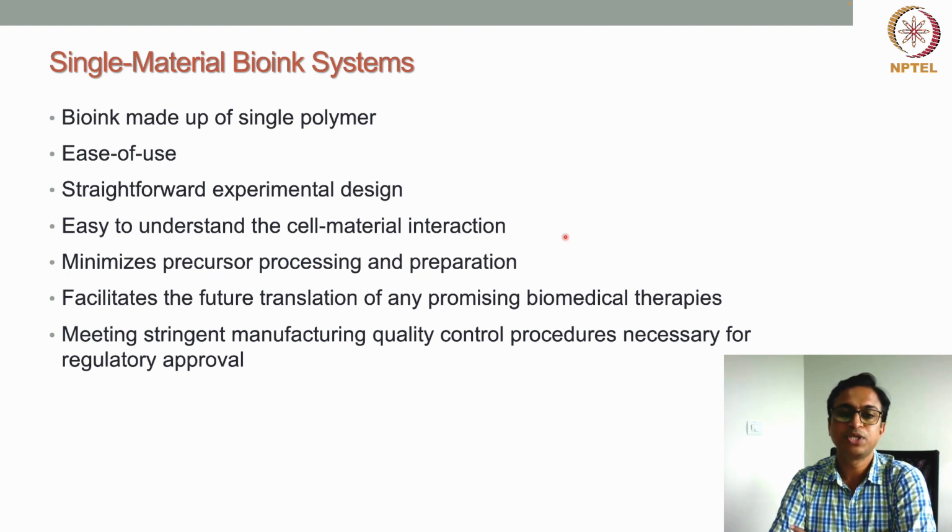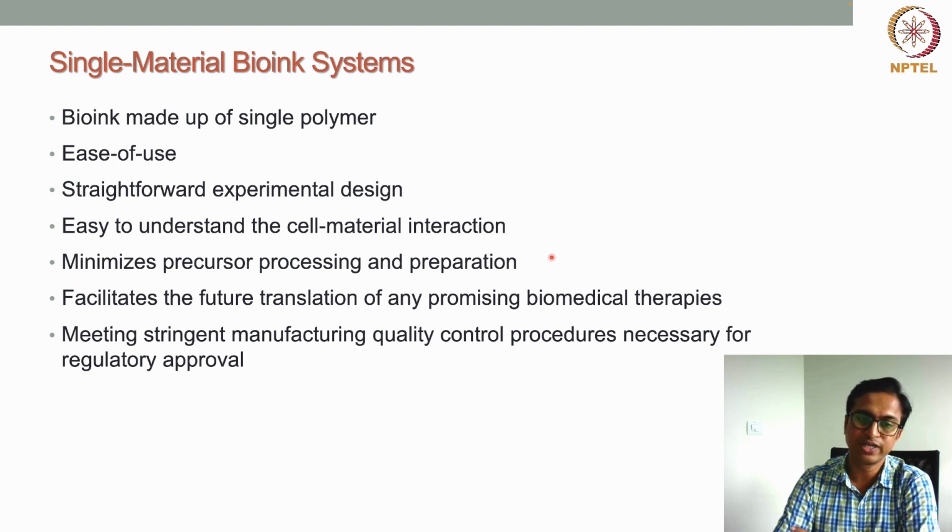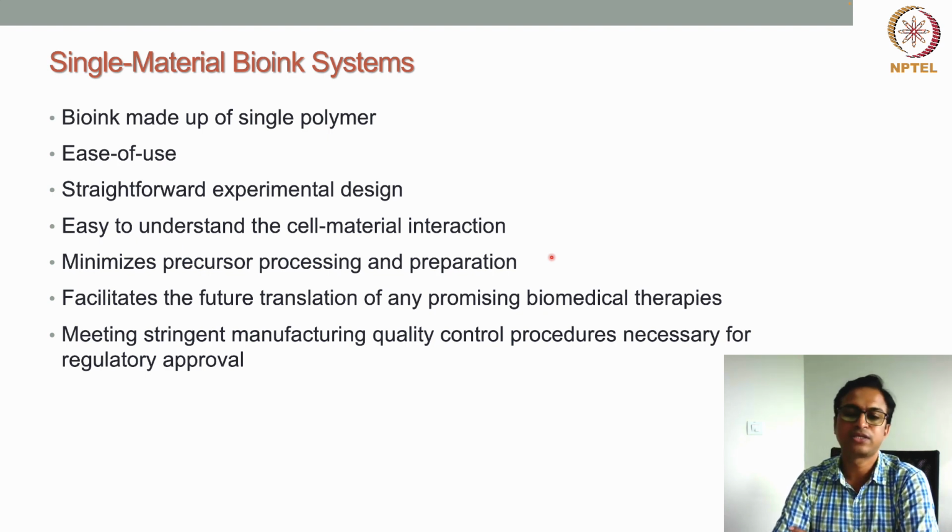The other thing is that because it is composed of a single material, it is very easy to prepare and process. That means it minimizes precursor processing and preparation. The preparation procedure of a single material bioink system is very easy, because you can make that bioink just by mixing one polymer or hydrogel in a particular solvent, and then directly use it as a bioink.